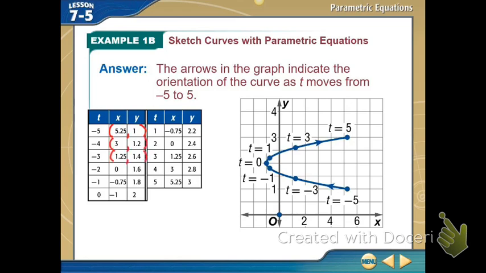So I'm going to start plotting these on my graph. Here's the first one, 5 1/4, 1. Here's the second one. Oops, 1 1/4, 1.4, right? And I continue to plot these points. And then I put in the arrows to indicate the orientation or the direction of movement for the curve. Going from -5, the arrows continue to travel toward +5.